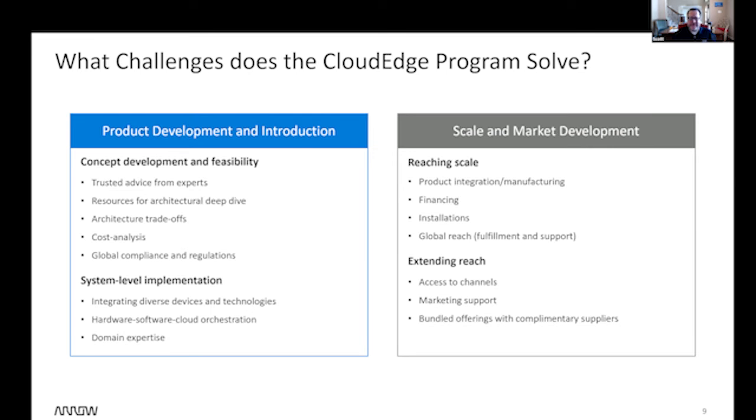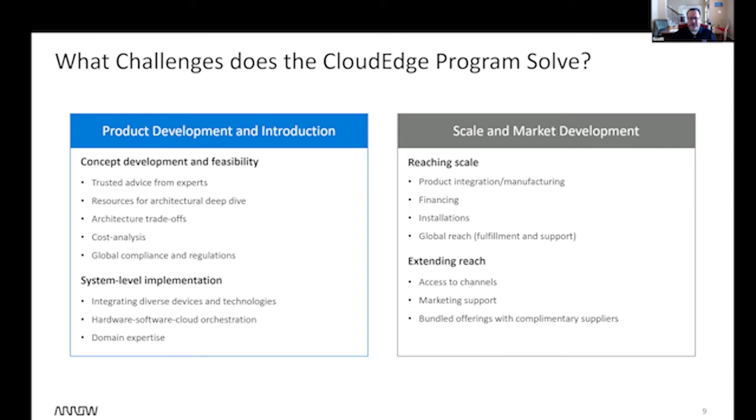We want to make sure everything complements that and feeds to it and doesn't draw away from it. The second aspect is looking at scale and market development. We know the most important thing is that when you build the solution, you need to be looking at how you're going to go to market.